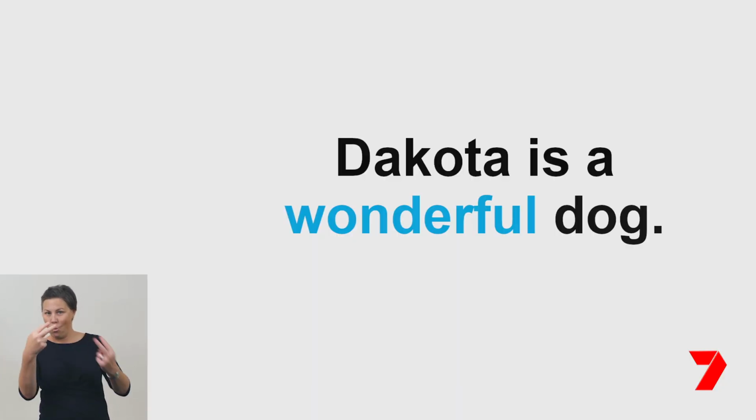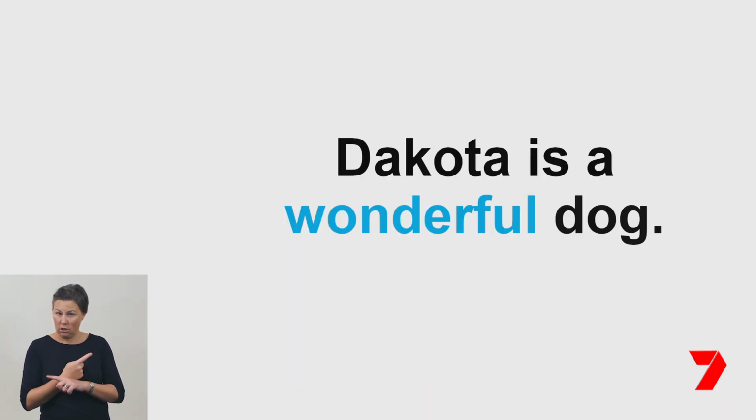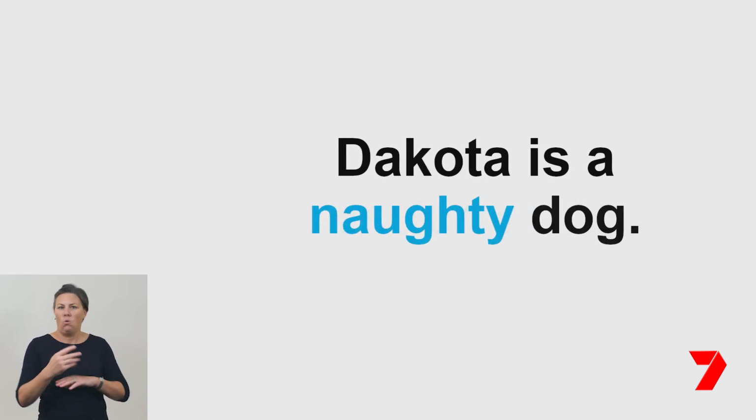In this example, the evaluative language is evident through the use of the adjective wonderful to express the positive opinion about the dog. What if we changed this? What if we changed the adjective to something else? Would this change the way the evaluative language expresses an opinion about the dog? Let's see. Let's change our adjective from wonderful to naughty. Dakota is a naughty dog.